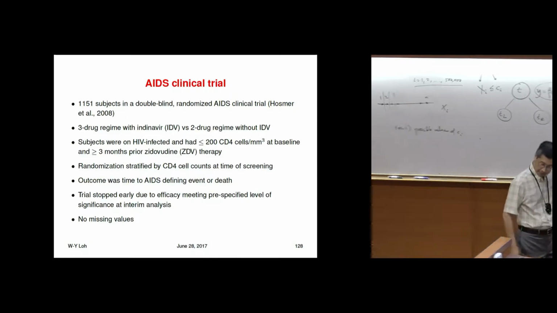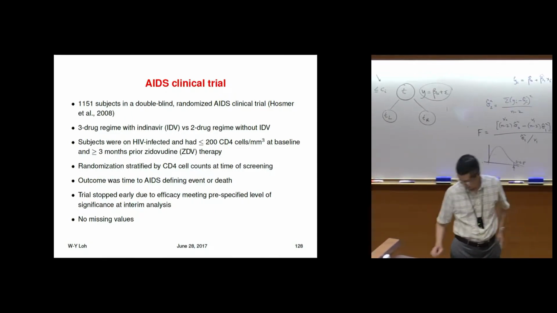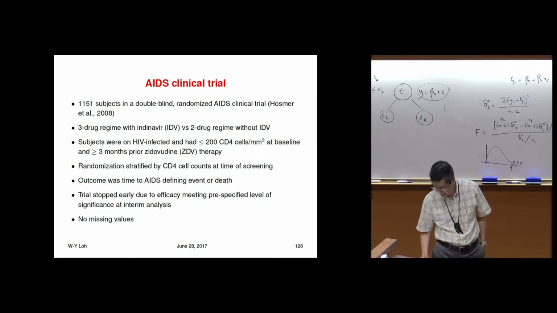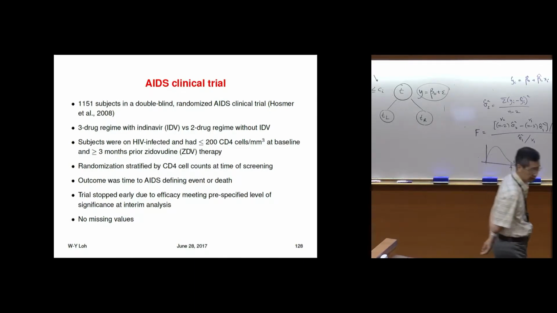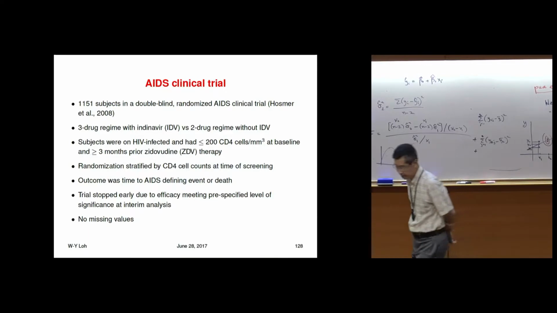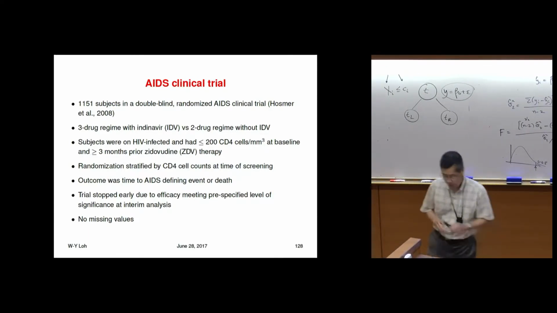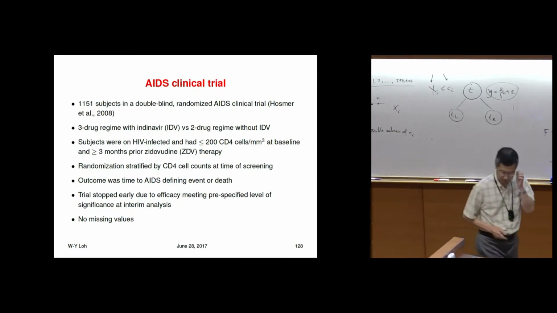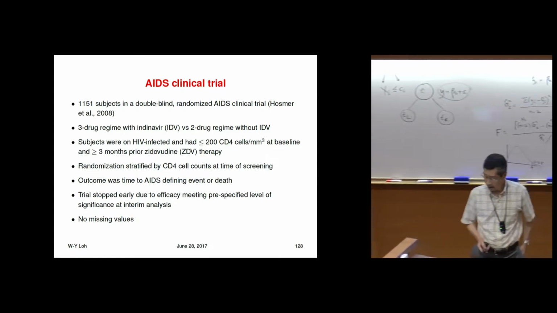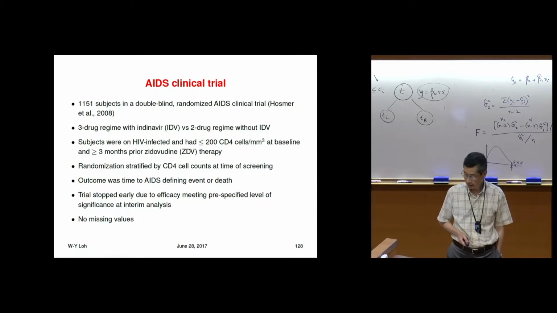Okay, so now I'm going to show you another example on this subgroup. This is an example on AIDS. So in this example, we have 1,000-odd patients who were randomized to an AIDS clinical trial.